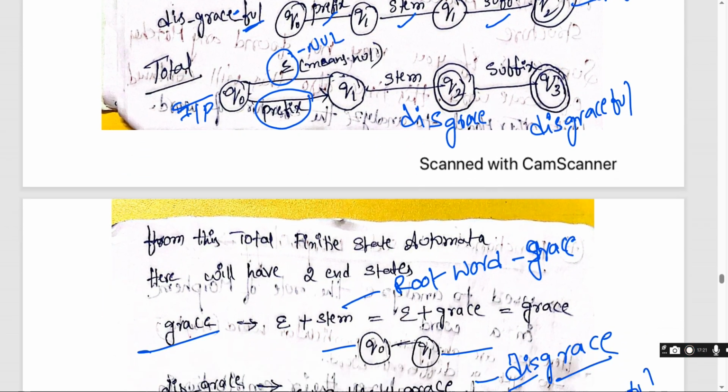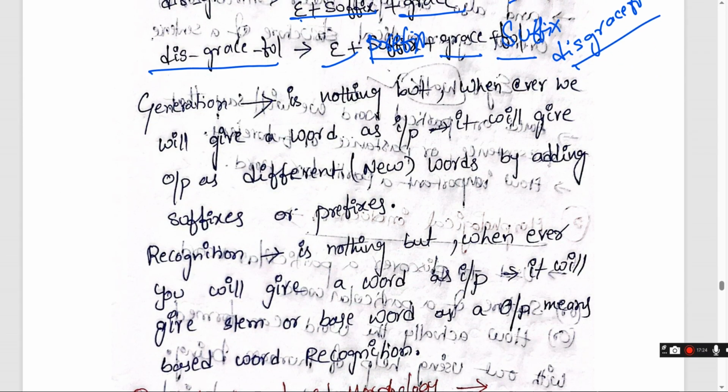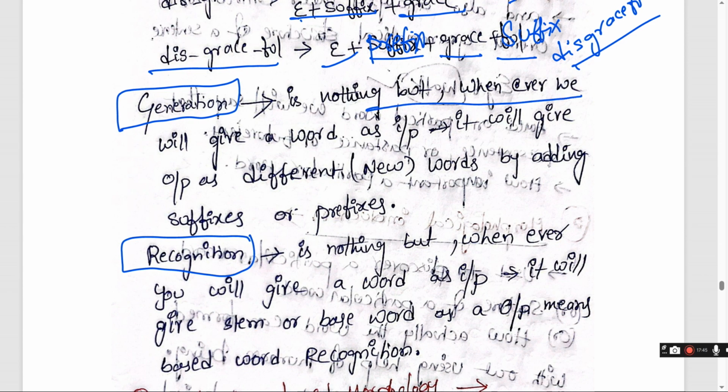Okay, so now we will go to generation and recognition. As I said, this finite state automata theory is mostly used to generate new words and recognize root words. So what is the concept of generation? Whenever we give a word as input, it will give new words as output. It will generate new words by adding suffixes or prefixes. So this concept is called generation.